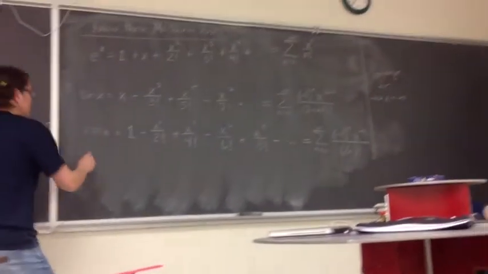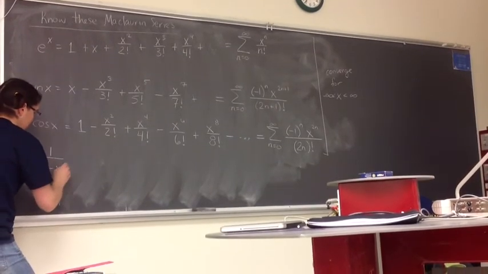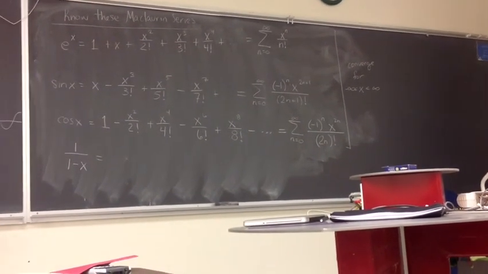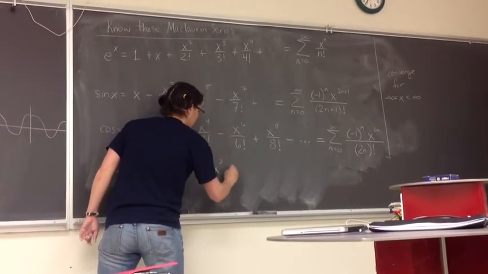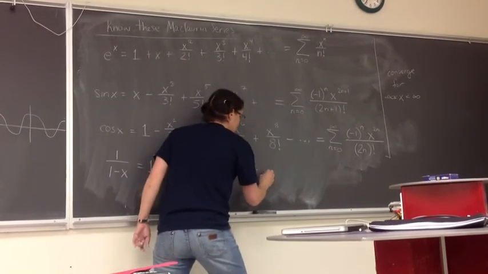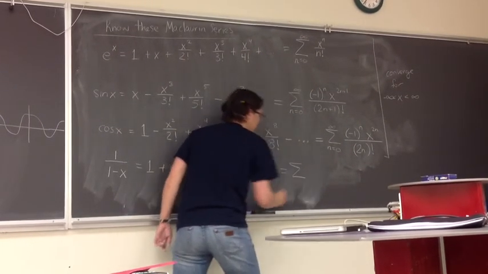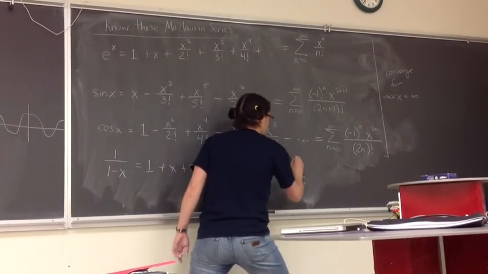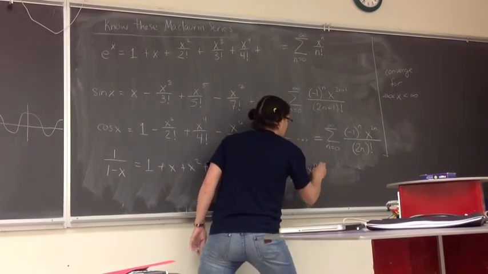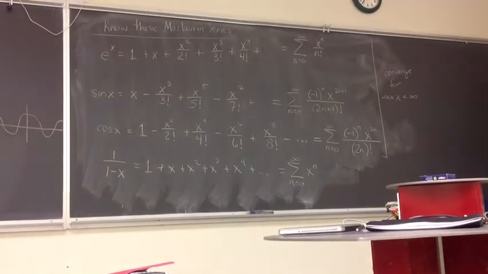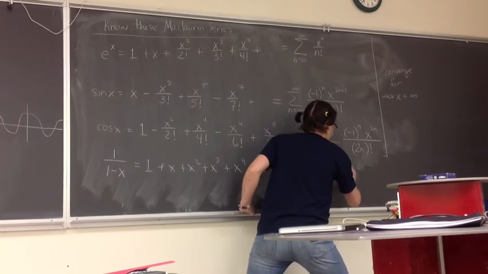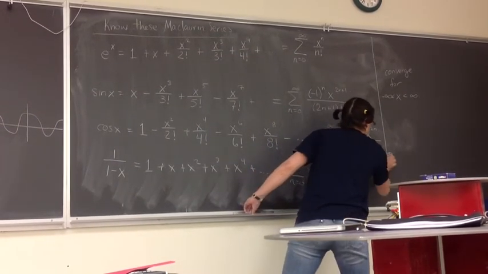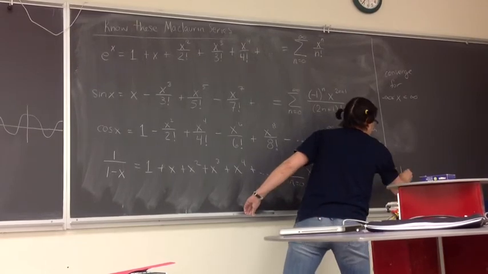And then the very last one that you should know and understand and love is 1 over 1 minus x, which is 1 plus x plus x squared plus x cubed plus x to the fourth plus dot dot dot. And if I want to write that one in summation notation, I have a sum where n goes from 0 up to infinity of x to the n. And this particular series converges when x is between negative 1 and positive 1.